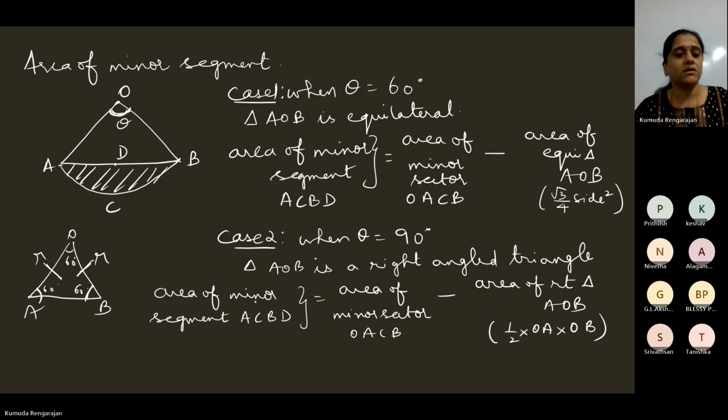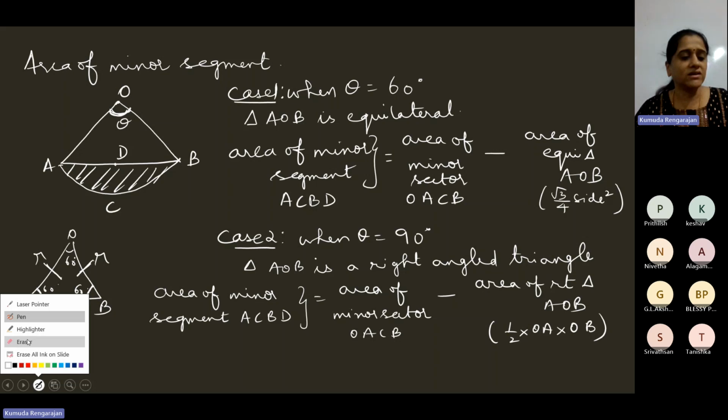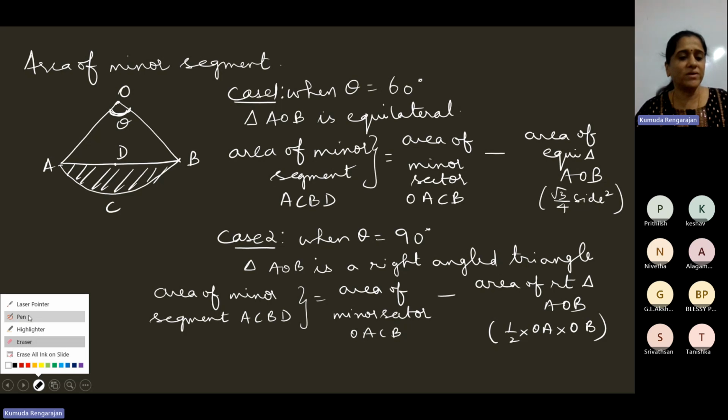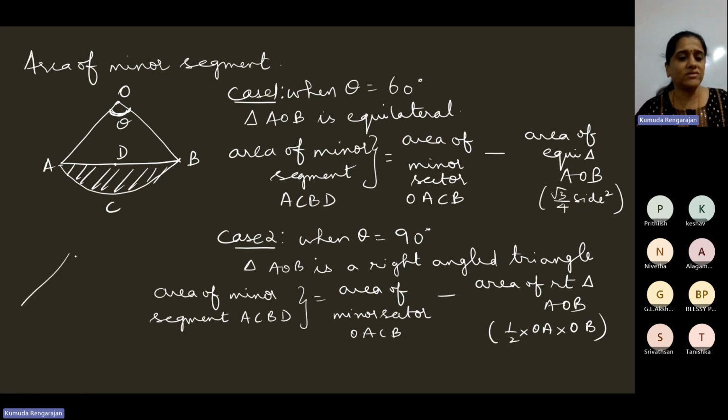Now, when the sector angle is 90 degrees, it is a right triangle. And the area of a triangle is equal to half base into height. If this is 90 degrees, this is the base, this is the height. This is the hypotenuse. This will not come in the area calculation. Leave that. Half into base into height, so basically half into radius into radius.